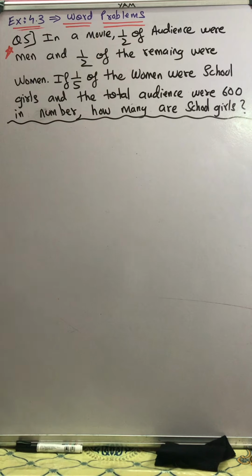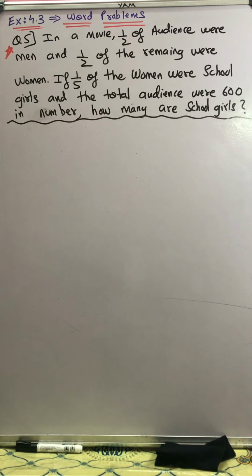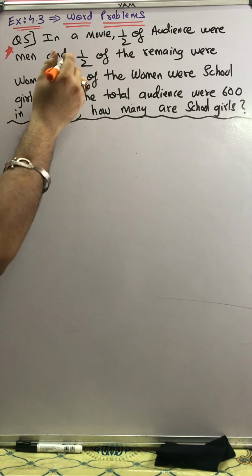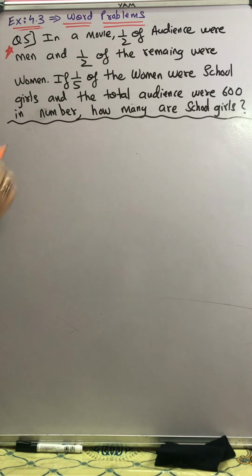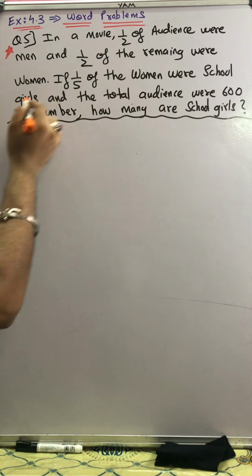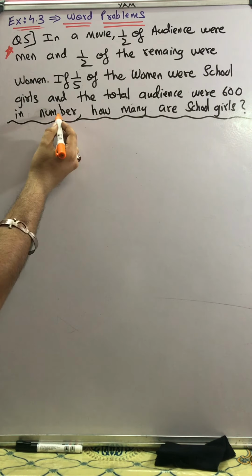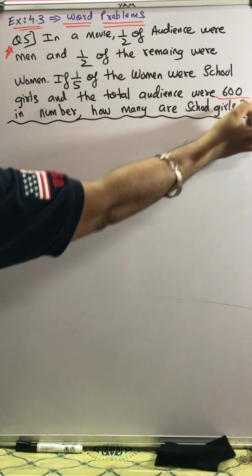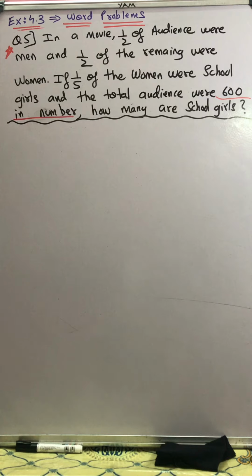In a movie, half of the audience were men and half of the remaining were women. If 1 upon 5 of the women were schoolgirls and the total audience was 600 in number. Okay, so total audience was 600 in number. How many schoolgirls do we have?